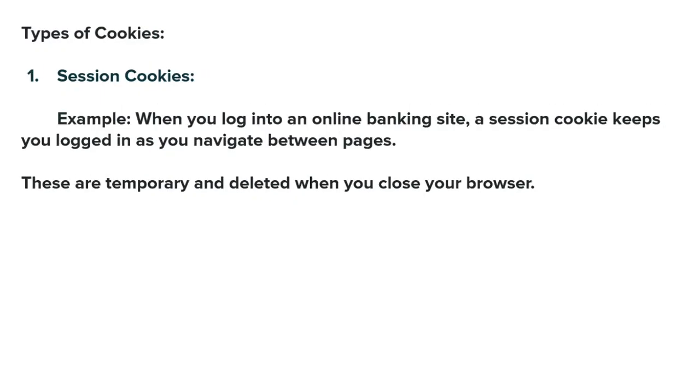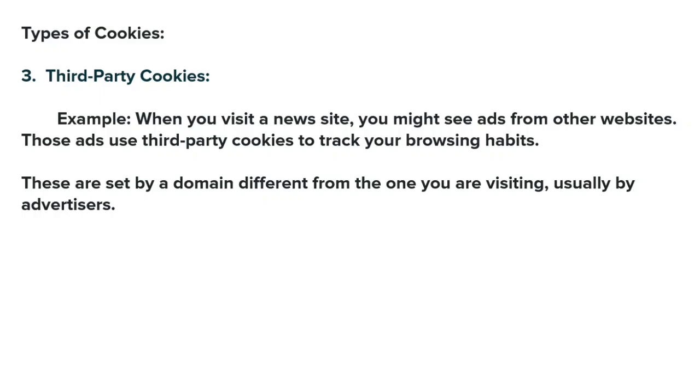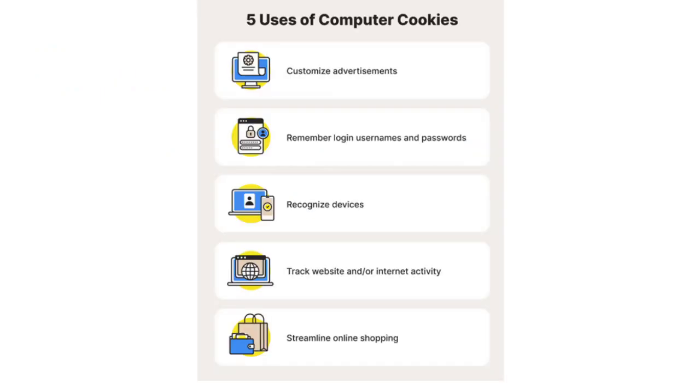So we have seen three types of cookies: session cookies, persistent cookies, and third party cookies. And what are the five main uses of computer cookies? We have also seen what cookies are and why they are used. Normally they are used for customizing advertisements by third-party cookies. They can also help the end user by remembering the login username and passwords, so that every time the user doesn't have to type them again and again. They can also be used to recognize devices and to track the websites or any internet activity of the user.